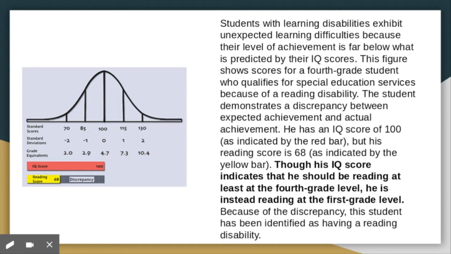This slide shows the data for a fourth grade student who has a reading disability. Though his IQ score indicates that he should be reading at least at the fourth grade level, he is instead reading at the first grade level.